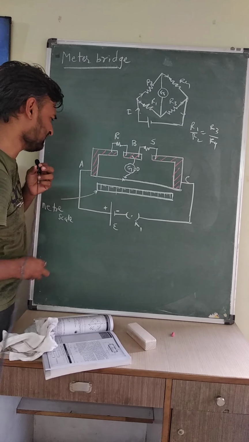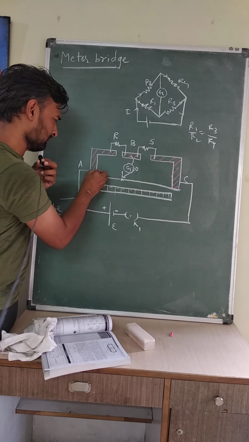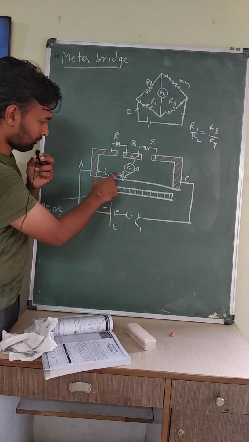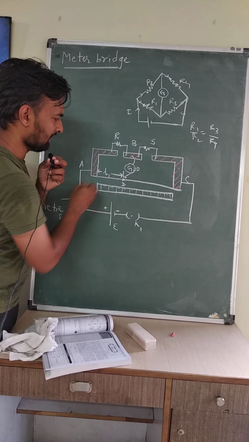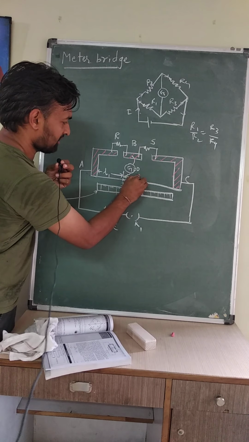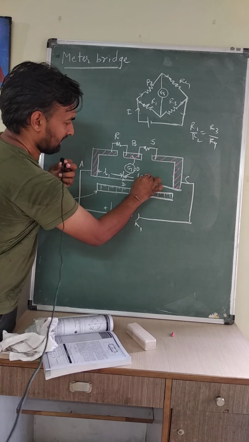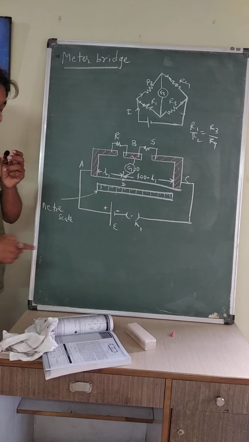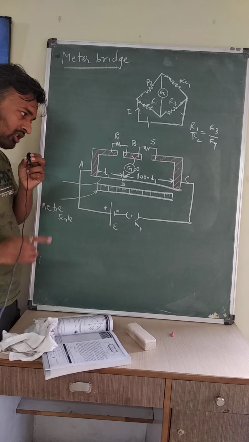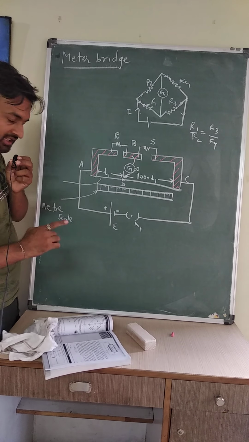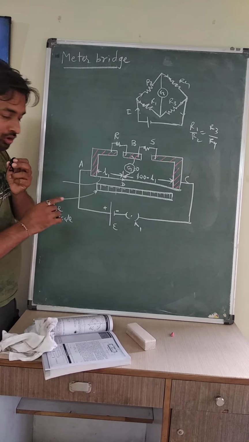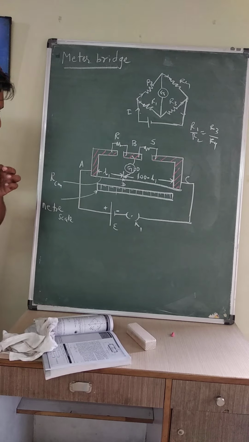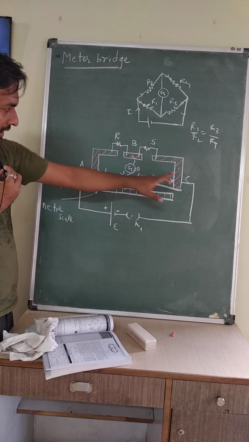In that case, at this point, suppose the length between A and this point D, suppose this is point B, is L1. As it is a meter stick, if I am taking it in terms of centimeters, the remaining length will be 100 minus L. And suppose the resistance between points A and C through this copper wire is R centimeter. So this is the arrangement between A and C.